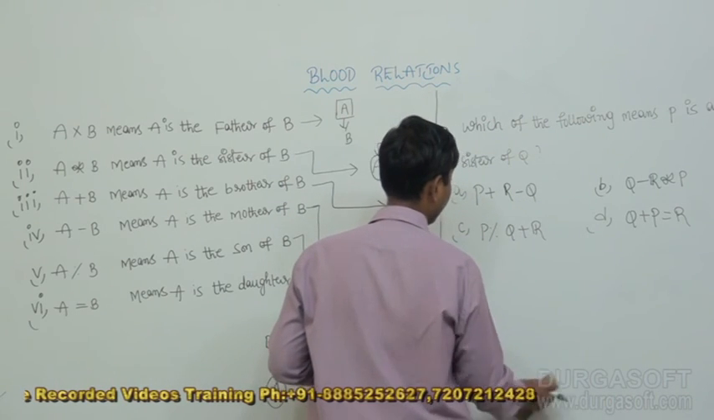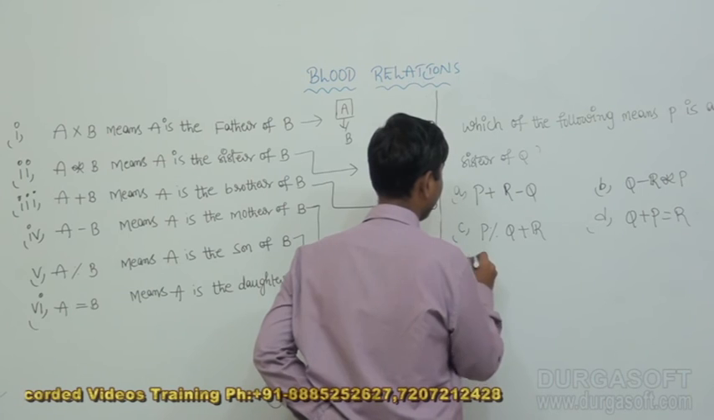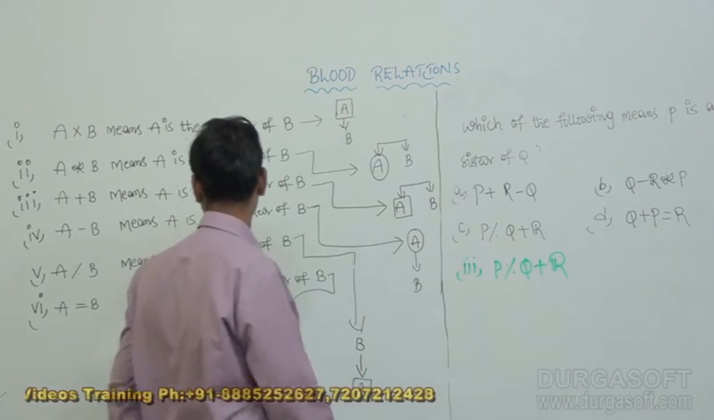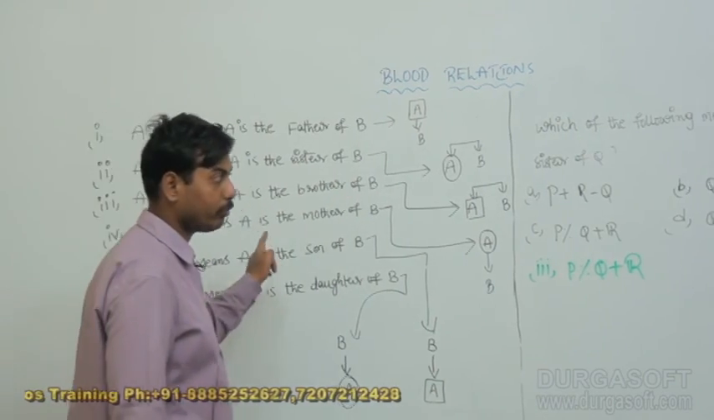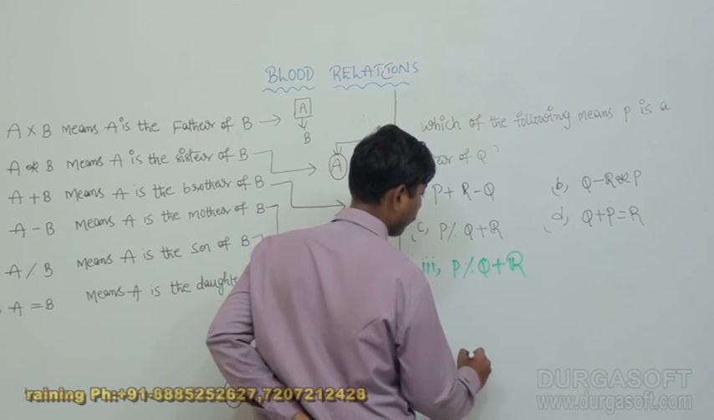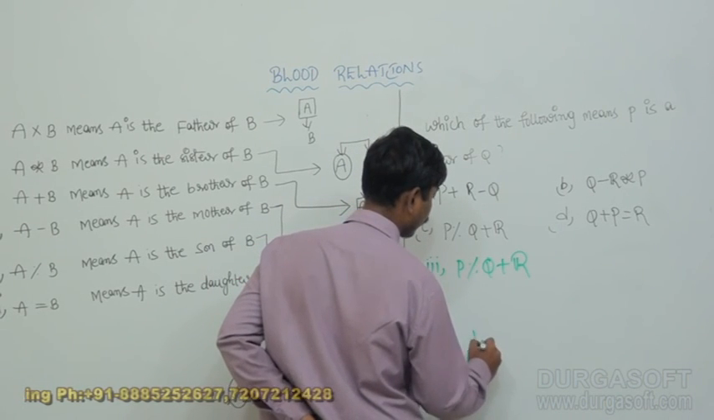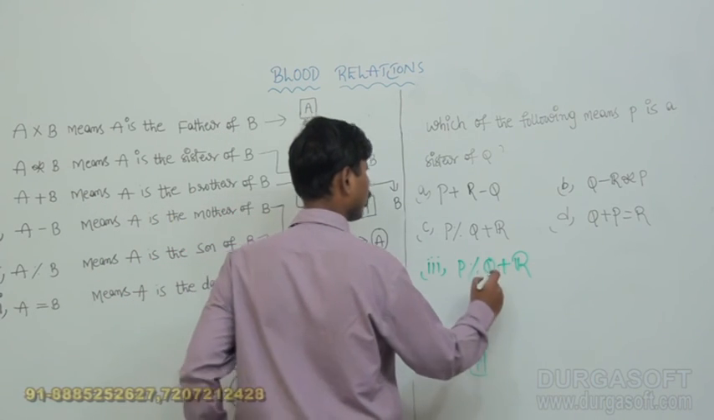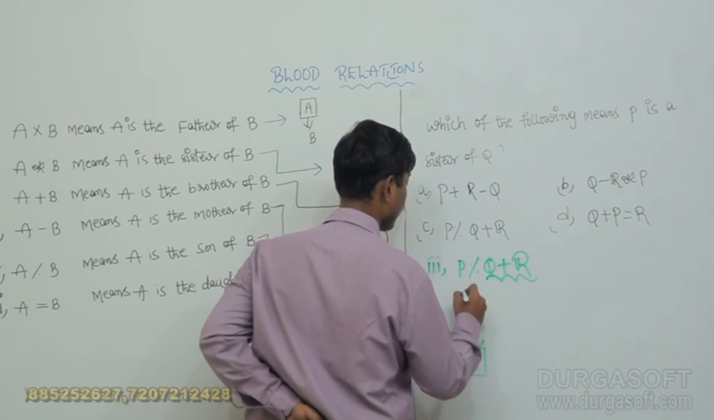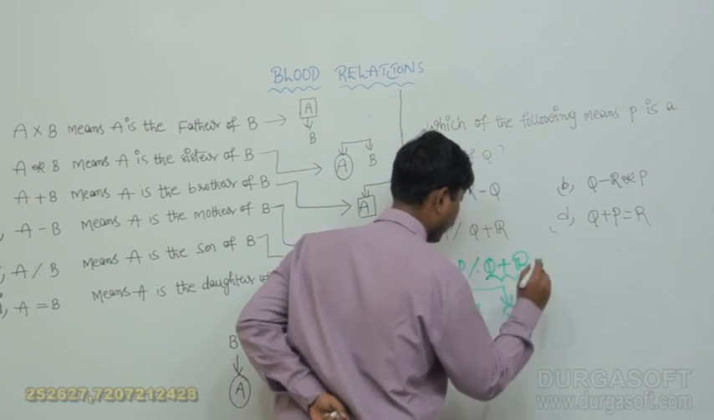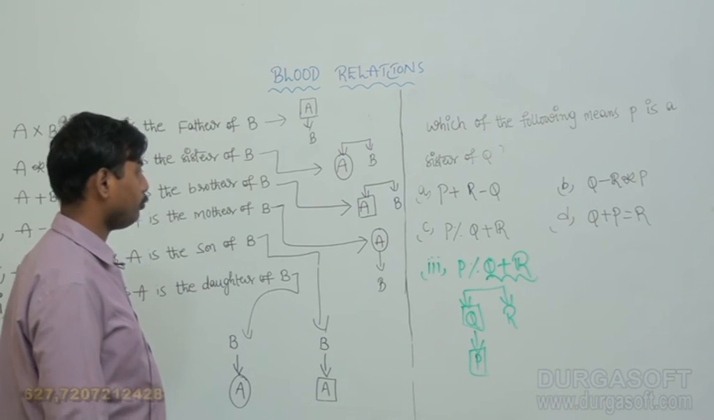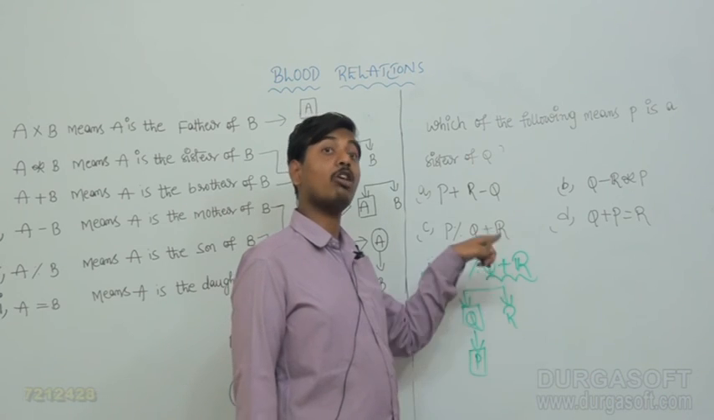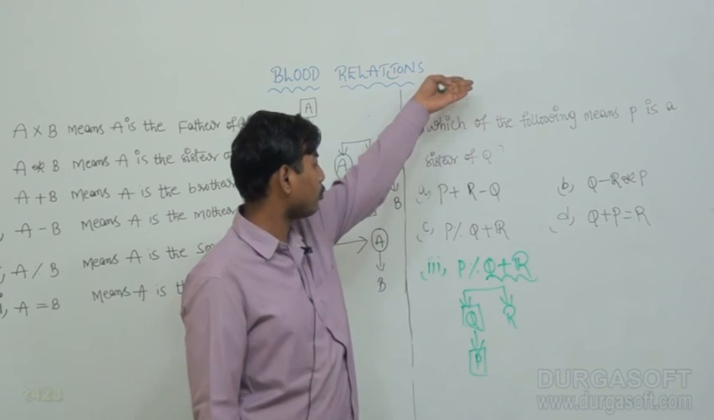What is the next option here? The next option is P divided by Q plus R. Already we know A divided by B means A is the son of B, so here P is the son of Q. A plus B means A is the brother of B. In the same manner, Q plus R means Q is the brother of R, so Q and R are in the same generation. But we know the gender of Q as male. We don't know the gender of R here. Let it be.